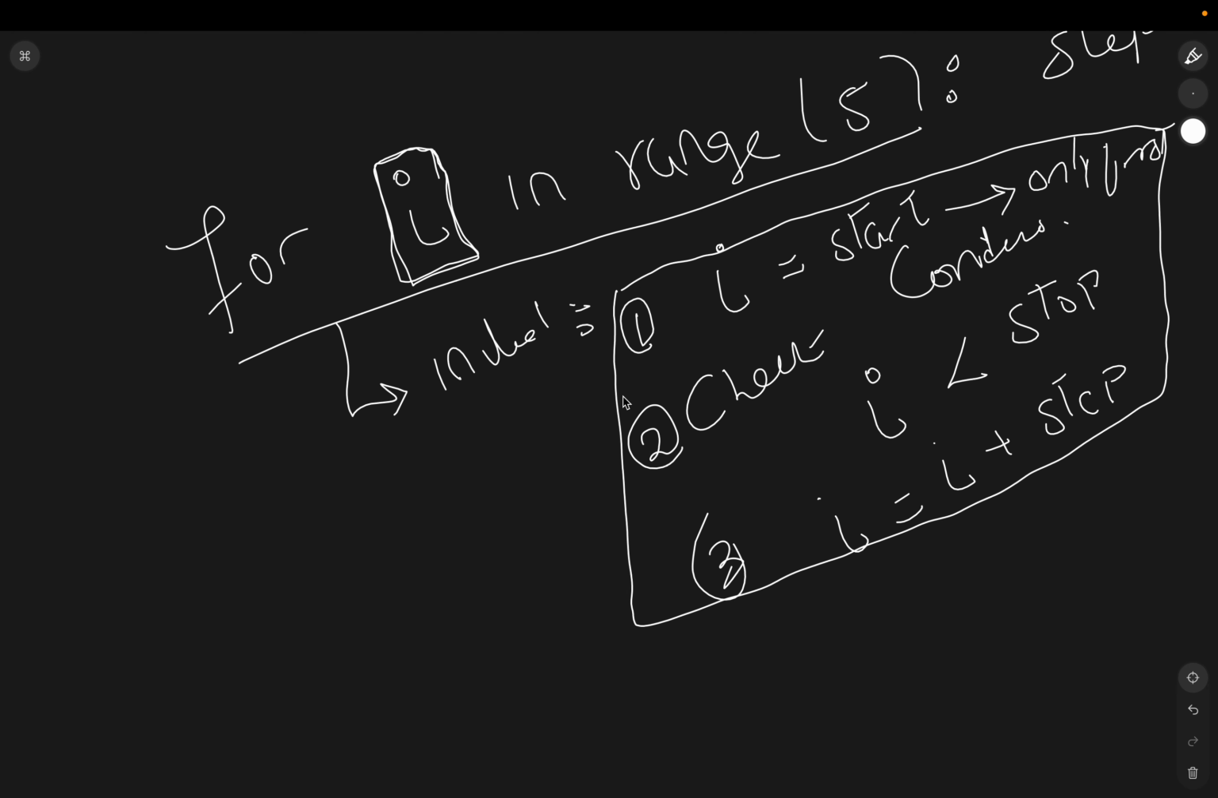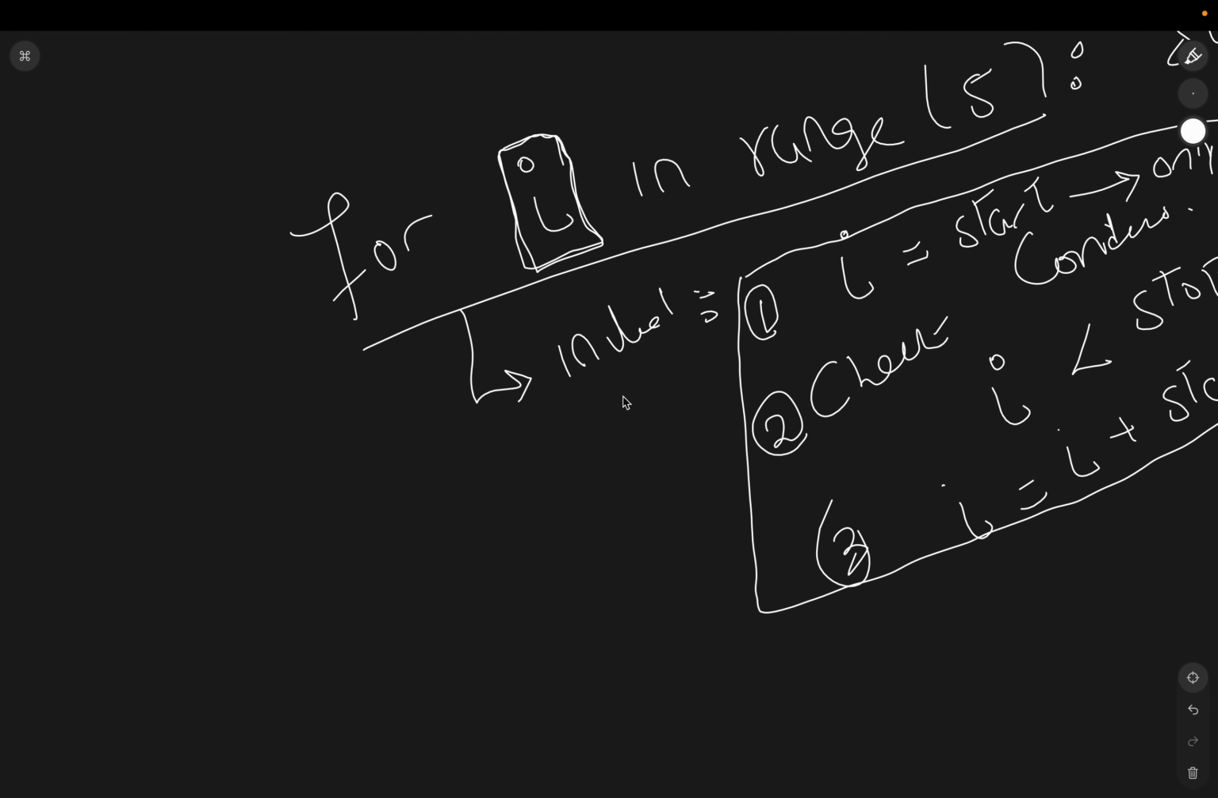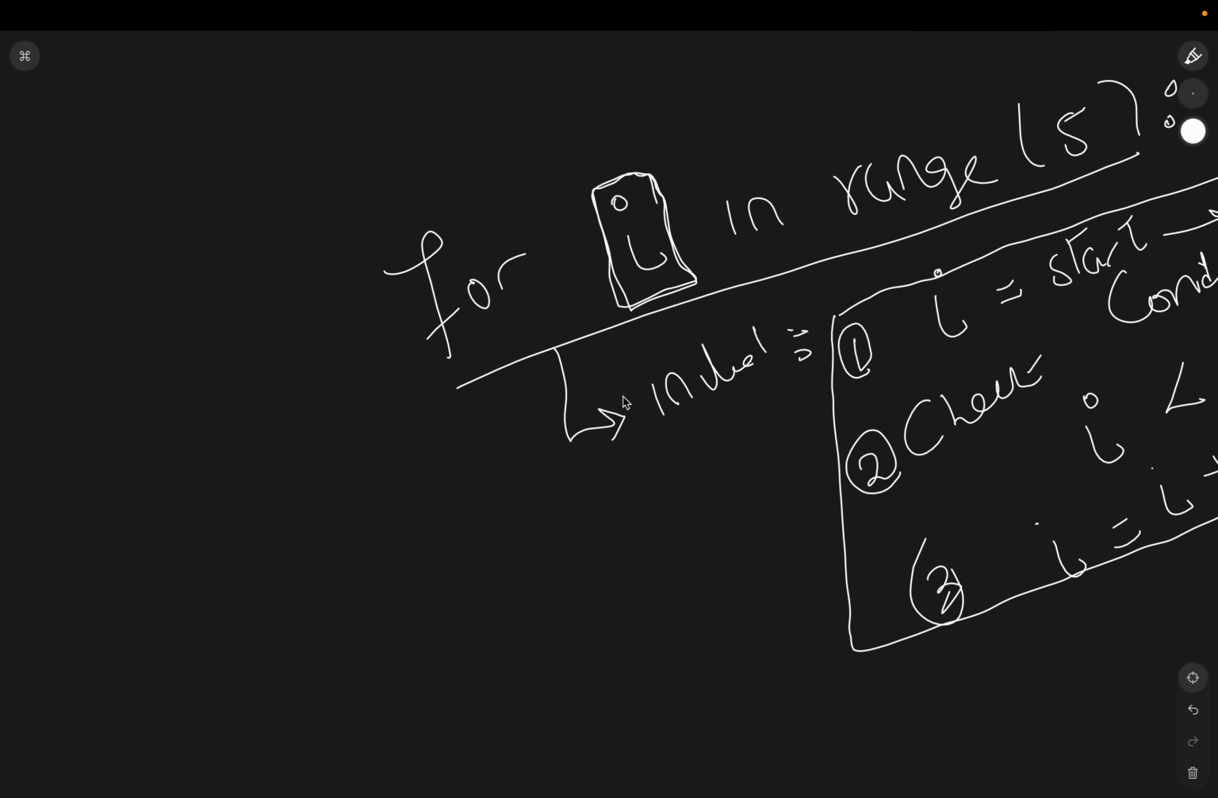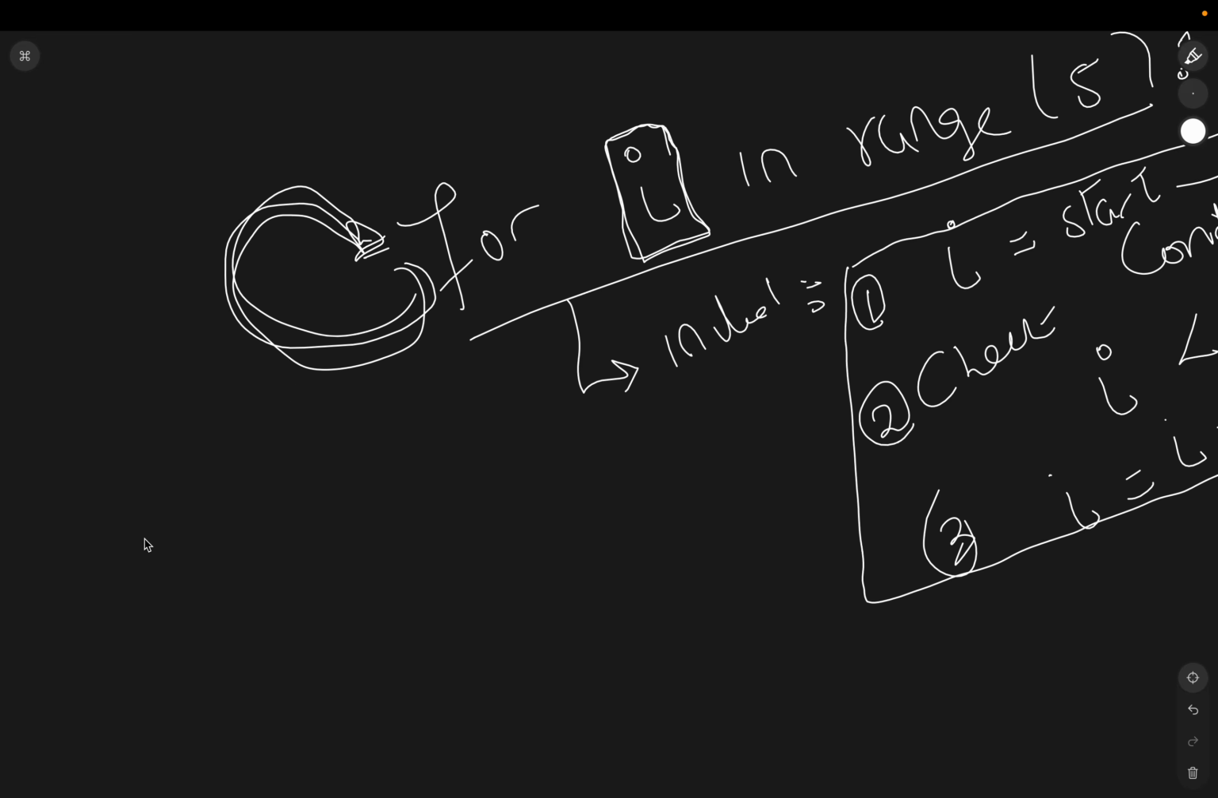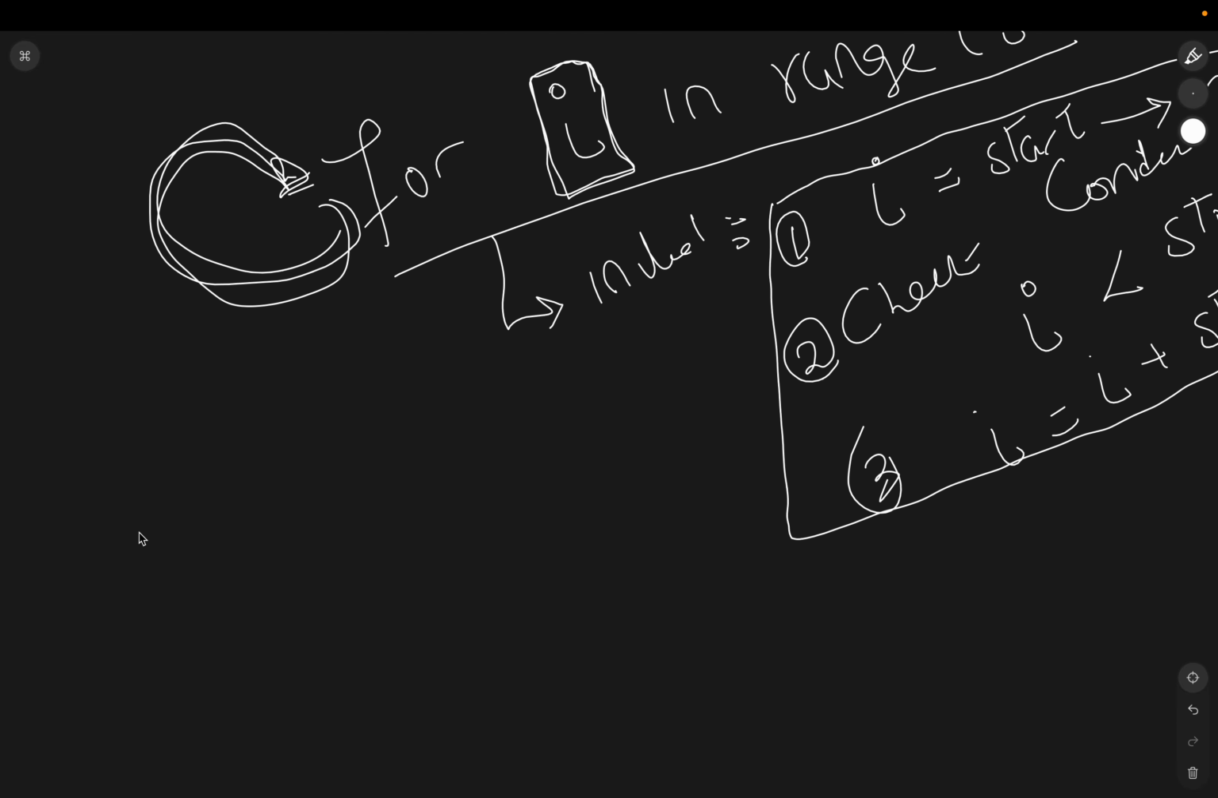So if I take an example, say for I in range 5, what is happening here? A for loop is nothing but it is just calling itself again and again. After doing some operation, it will again call itself. After doing the operation, it will again call itself. So suppose I write one program here.